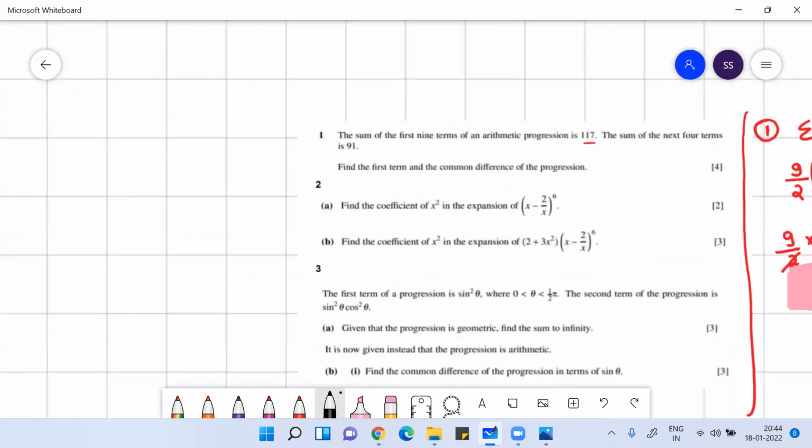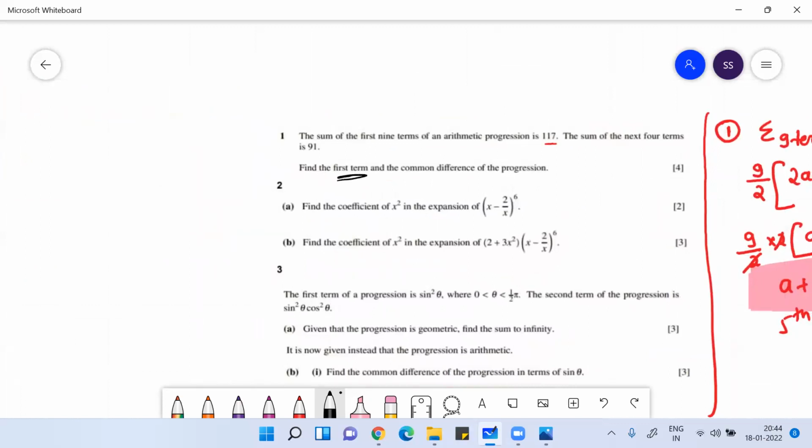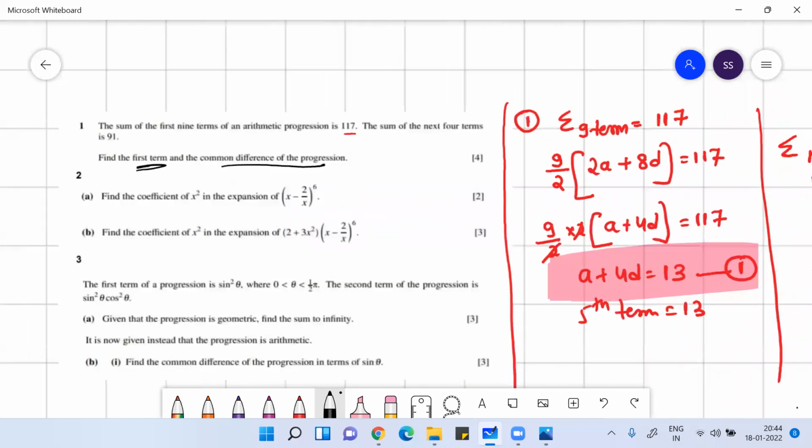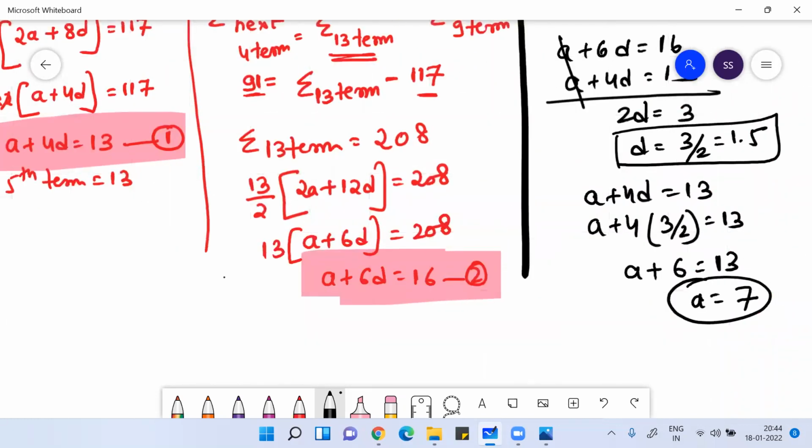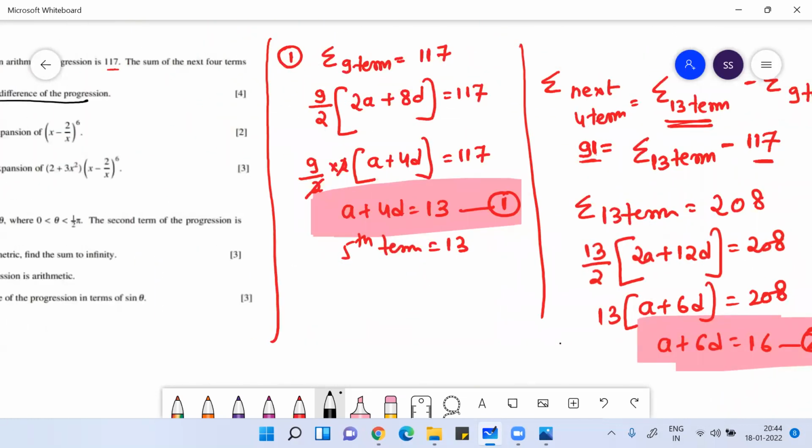What they ask in this question is to find the first term and the common difference. So your first term, what is your a? A is 7 and d is 1.5.